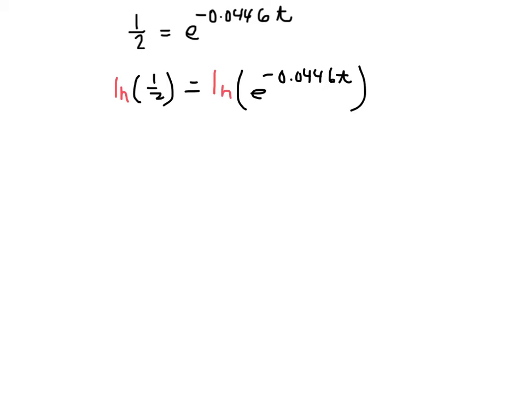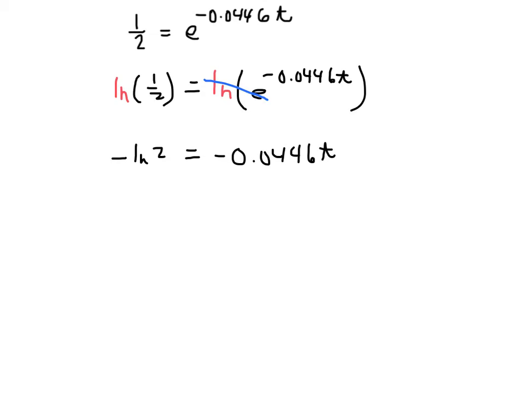You don't really need to worry now about the value of log of 1/2. You can type it in your calculator if you want. What I am going to do is just rewrite it in a little simpler form. Since 1/2 is 2 to the negative 1, this is really just negative log 2. And over here, since the log function and the e are inverses, they sort of cancel each other out, and we're left with negative 0.0446 t.